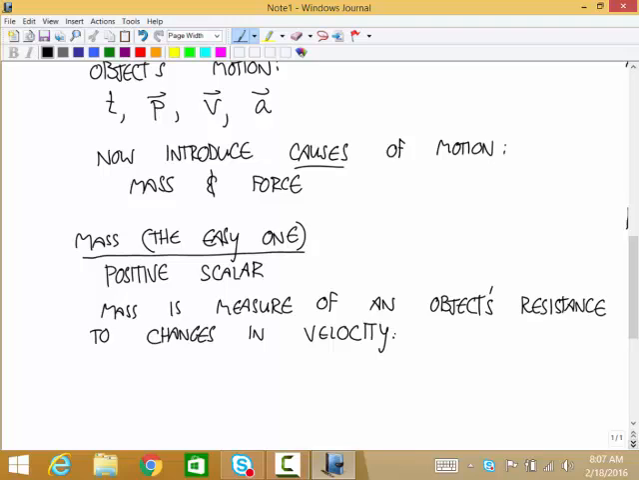So if no other object interacts with your chosen object, it's just going to always continue in whatever velocity it had before. It'll just keep moving with a constant speed in a straight line forever. How hard it is to get it to deviate from that constant speed in a straight line depends on its mass.